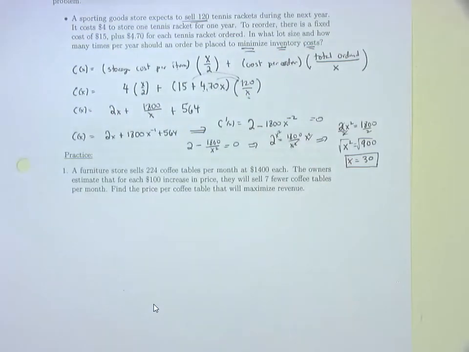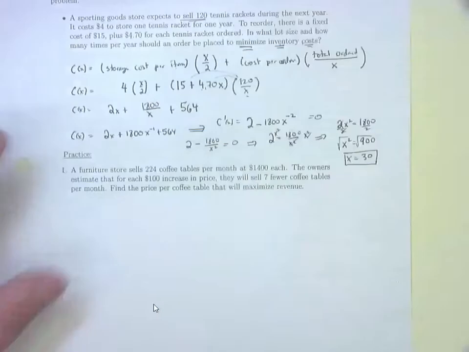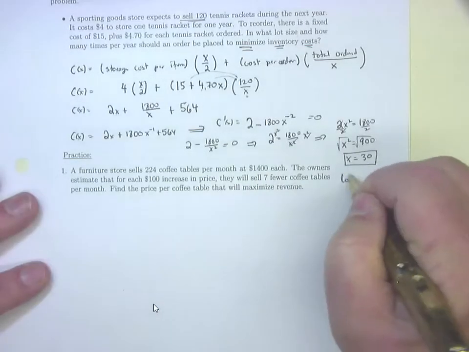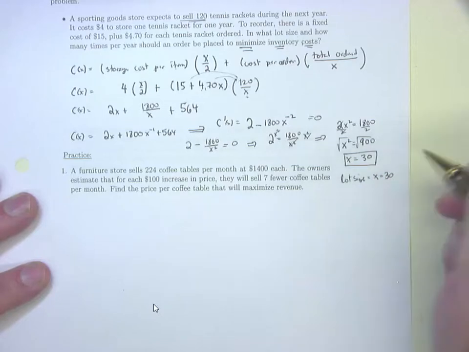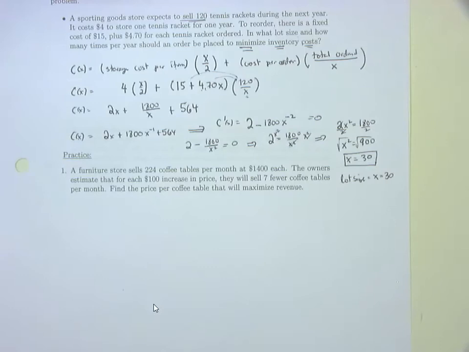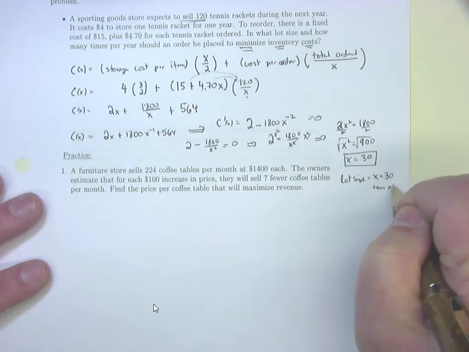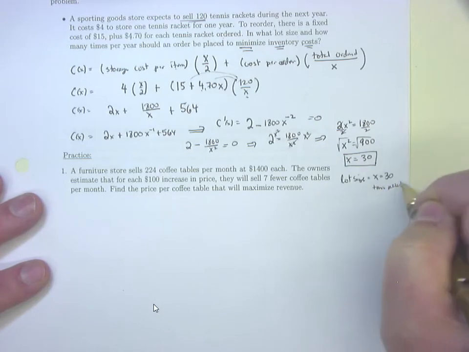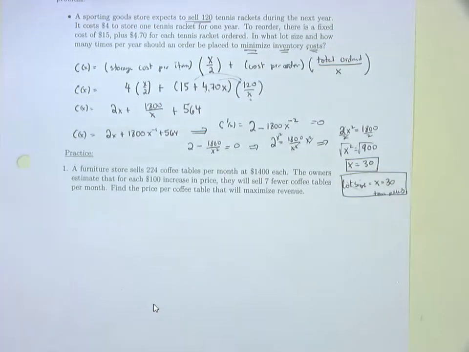So there's two questions here. What is your lot size? But if you go back and remember, the variable x represents lot size. So what is the lot size? Lot size is x, which is equal to 30. So how many should we order each time? 30 tennis rackets. So the answer is lot size is going to be 30. The other question, though, is this. How many times a year are you going to order?